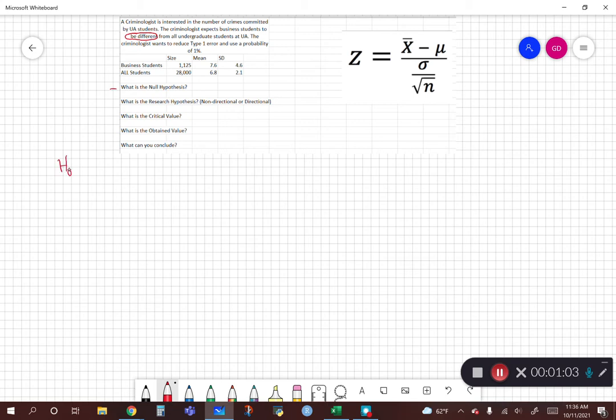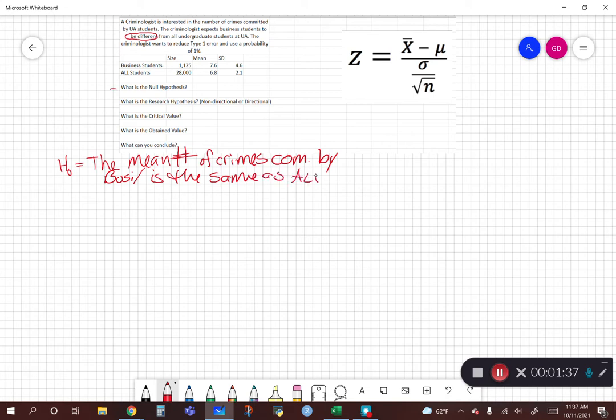So our H0 would be that there is no difference. They're the same. I'm going to abbreviate just for space and time. So the mean number of crimes committed by business is the same as our population of all students. So again, it's equality. We don't expect a difference at all. So we're good to go there.